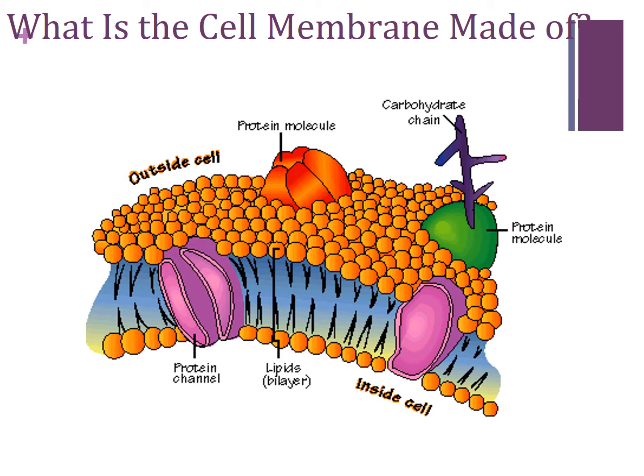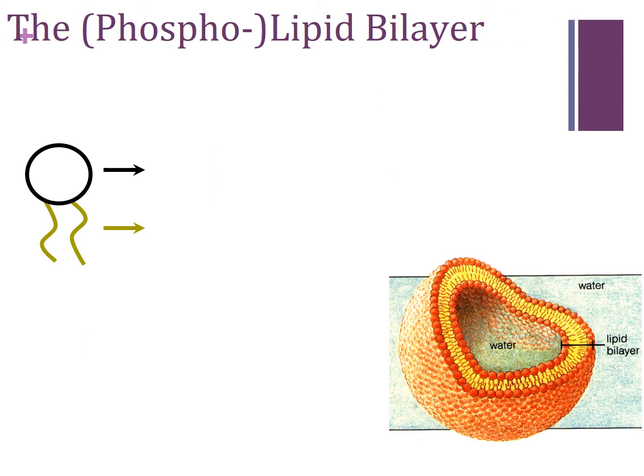Here's a picture of the cell membrane. Take a look at the carbohydrate chains. The cell's going to use those for communication. Take a look at the proteins that hold the carbohydrates. Take a look at the other types of proteins, the protein channels, and then take a look at the phospholipid bilayer. The cell membrane can also be called the lipid bilayer.